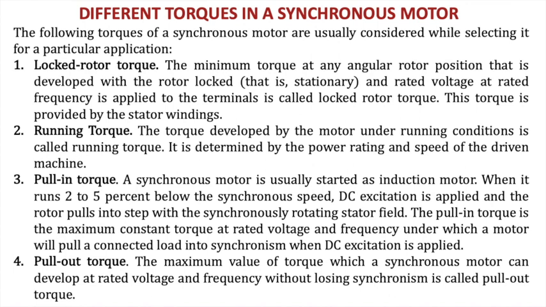The pull-out torque is the maximum torque which a synchronous motor can develop at rated voltage and frequency without losing synchronism, because once it loses its synchronism, that is, it is not rotating at synchronous speed due to the increase in the load, the motor stops rotating. That maximum value of the torque before losing its synchronism is known as the pull-out torque.